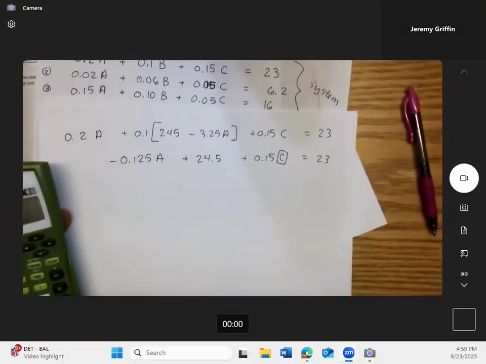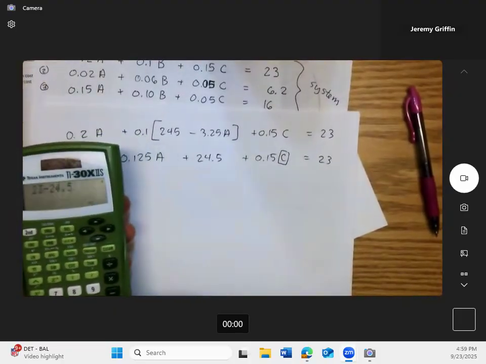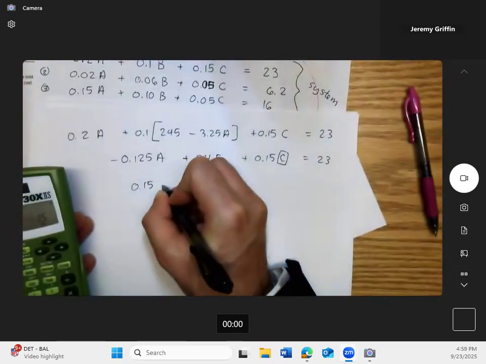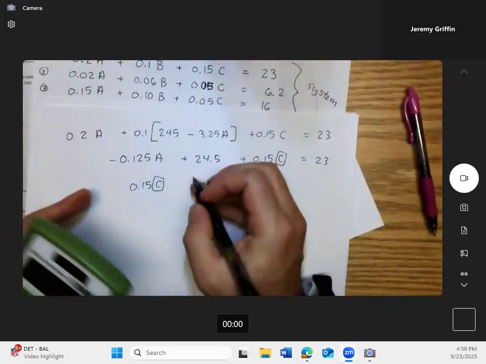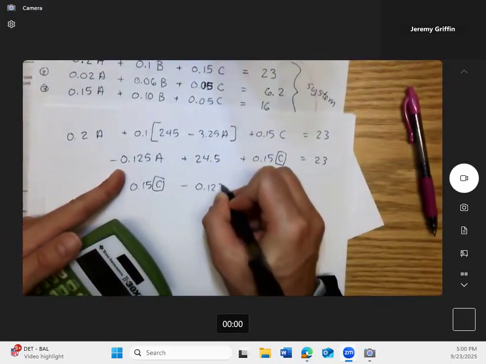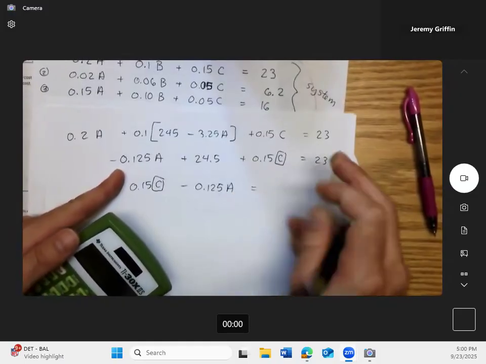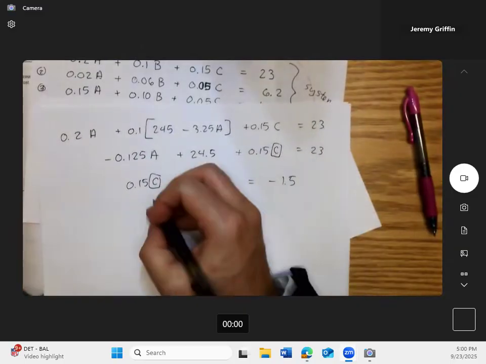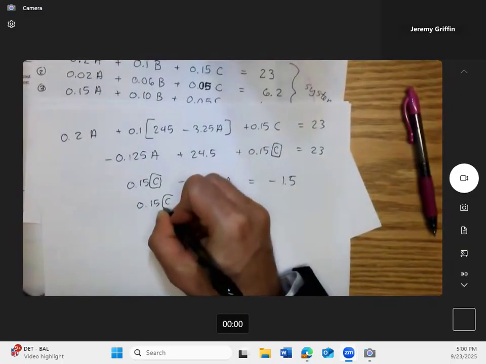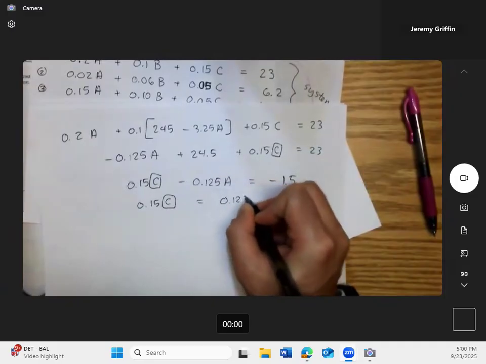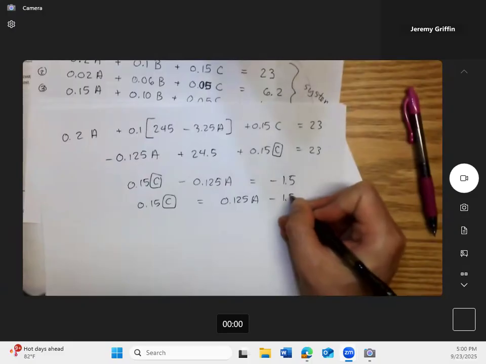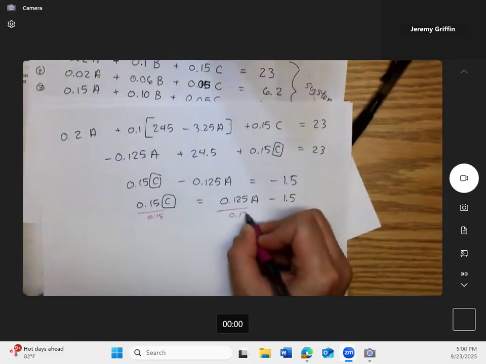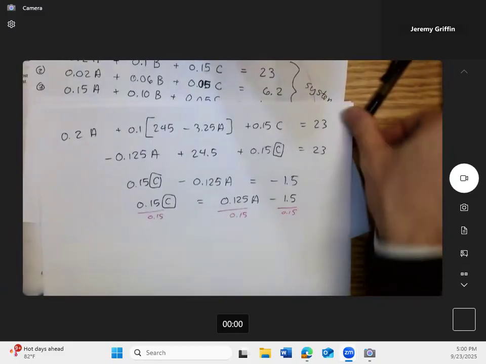So how did I do that? Let's just take this 23, subtract it over the 24.5. I got my 0.15c, we're solving for here. I'm still doing minus 0.125a. That's equal to, and this minus this is negative 1.5. So add this over, 0.15c equals 0.125a minus 1.5. Divide both sides by 0.15, and I'll get c in terms of a.